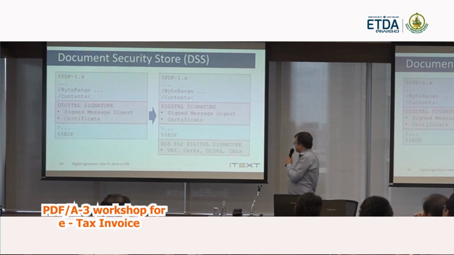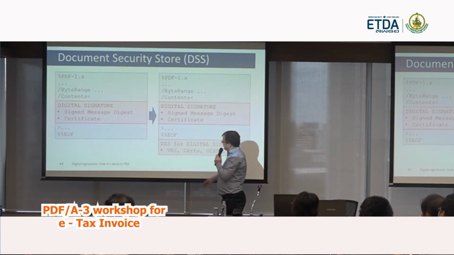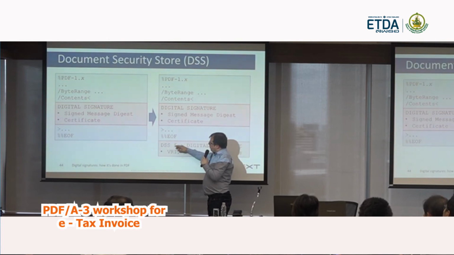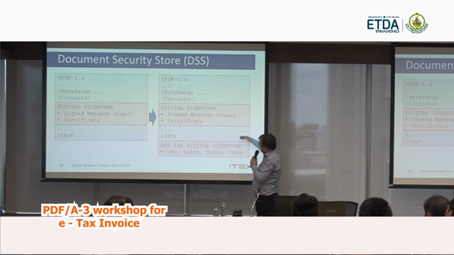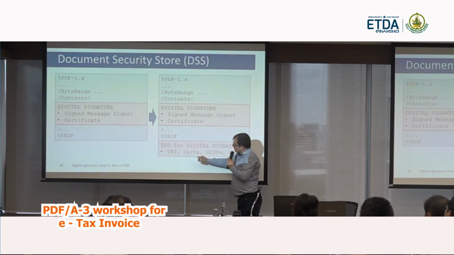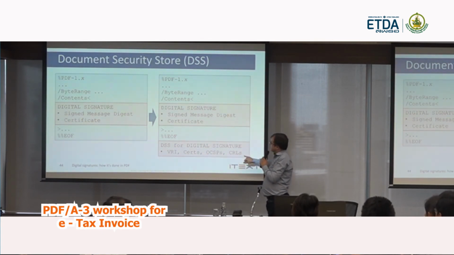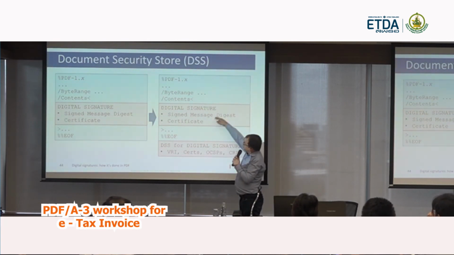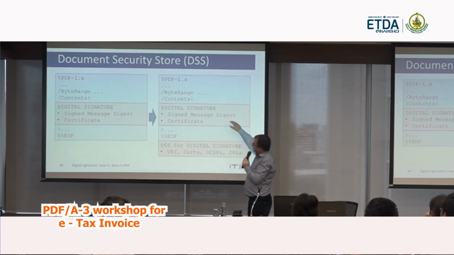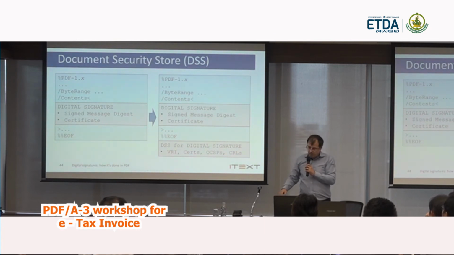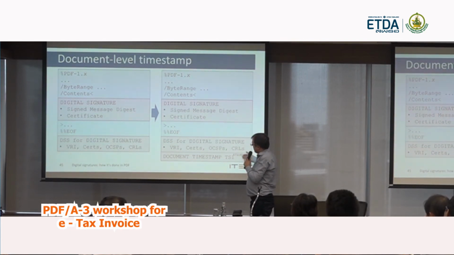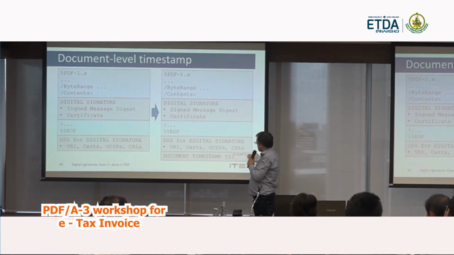Well, if information is missing, you can add that information in a document security store. So you will expand the PDF with validation-related information like certificates, OCSPs, CRLs. So that's one way to add. This document only contains the minimum requirements, the shalls: the signed message digest and the certificate. You can extend this with more information. And you can ask a timestamp authority to add an extra signature, a document timestamp signature.